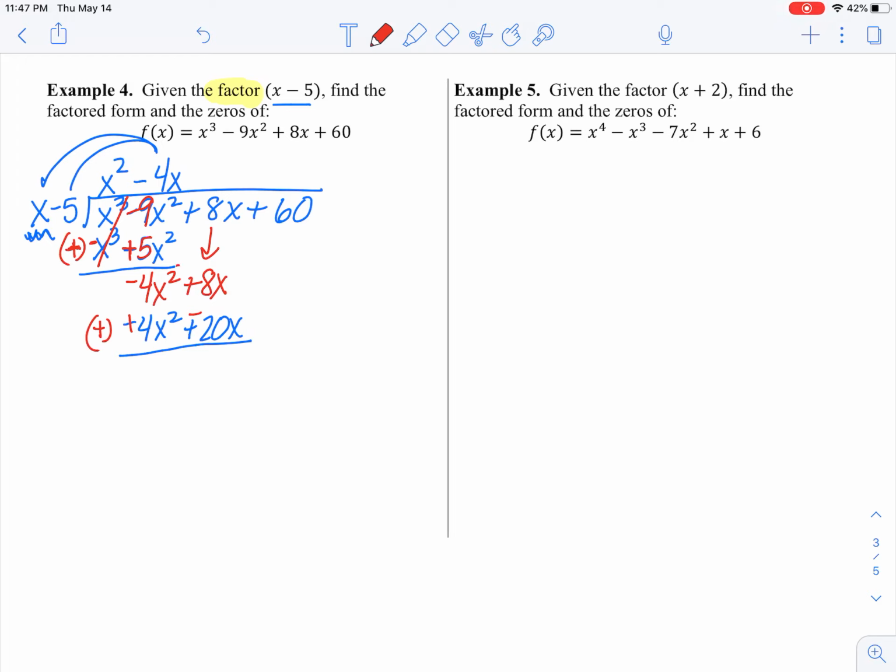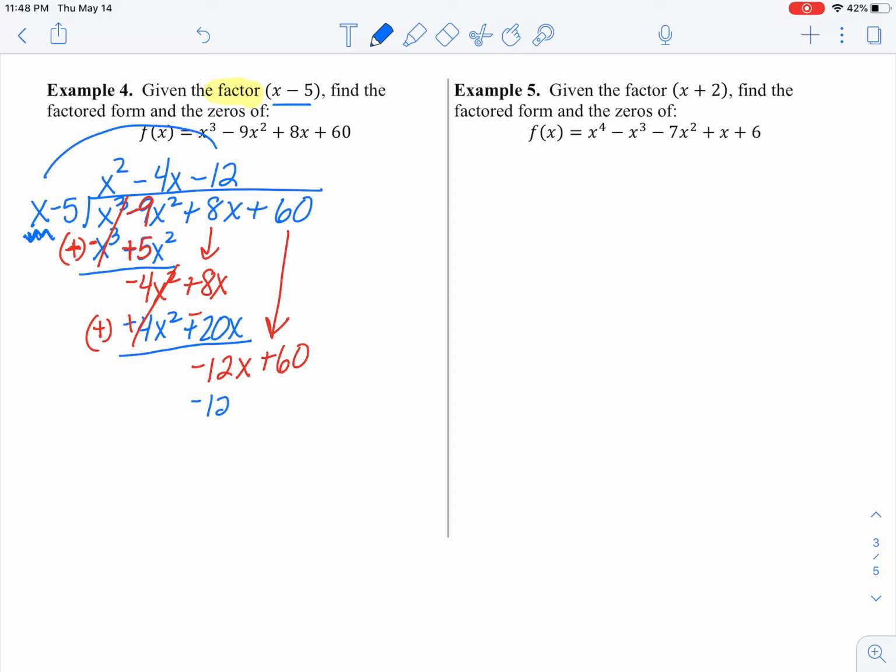So negative 4x squared plus 4x squared cancels. 8x plus negative 20x is negative 12x. And then we're going to bring down our next term, which is plus 60. And then we repeat this process. And we are going to say x times what will give me negative 12x? Oh, negative 12 is what I'm going to put up here, and then distribute.